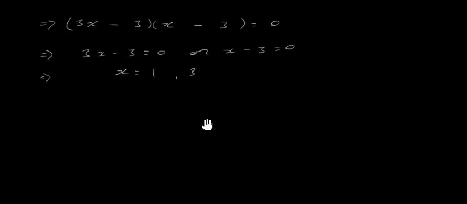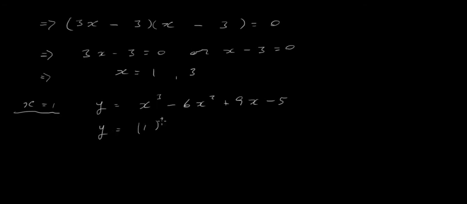Now, to work out what the corresponding y values are, all I've got to do is put these into my original function. y is equal to x cubed minus 6x squared plus 9x minus 5. So I know that x is 1, so just put it in here. 1 cubed minus 6 times 1 squared plus 9 times 1 minus 5. And I know from doing this that if I put 1 in there, I'll get minus 1. This will be minus 1.